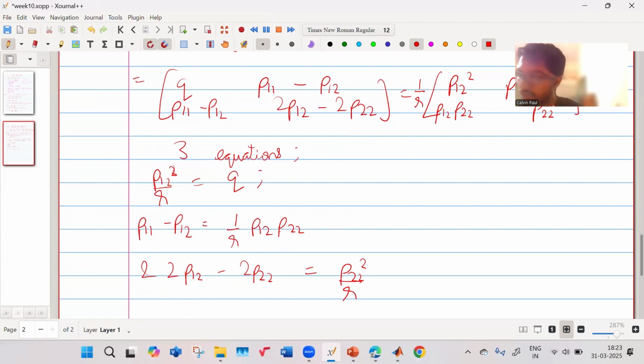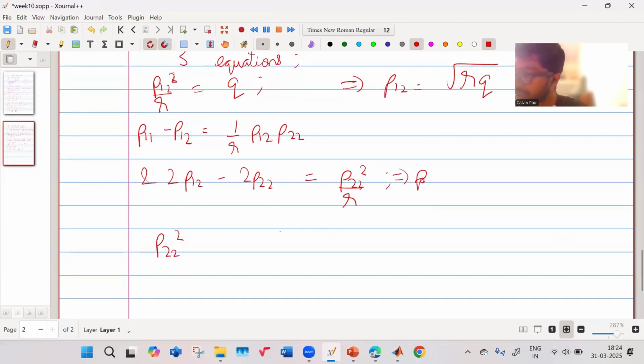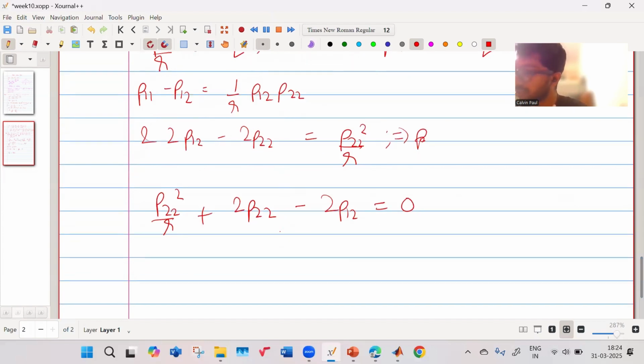So these are the equations we get. So what we'll do is we'll have p12 is equal to square root of r into q. So this is the first variable we get, that is p12. Now once we get p12, we will try to get p22. How do we get p22? We do p22 square upon r plus 2p22 minus 2p12 is equal to 0. So this becomes p22 square plus 2r p22 minus 2r p12 is equal to 0.